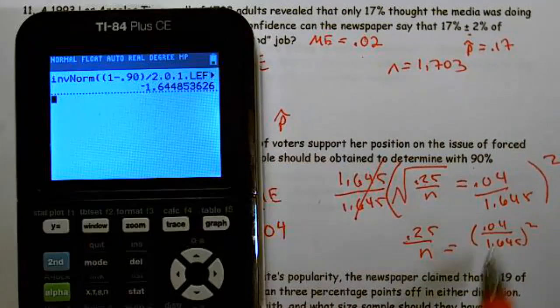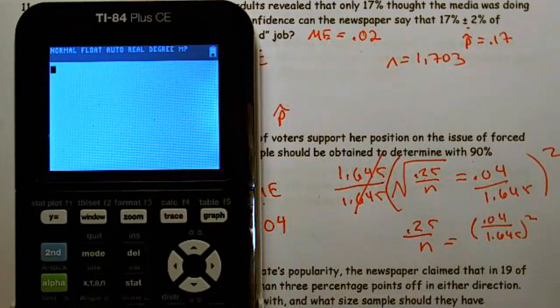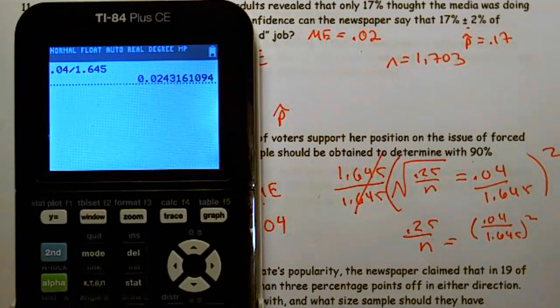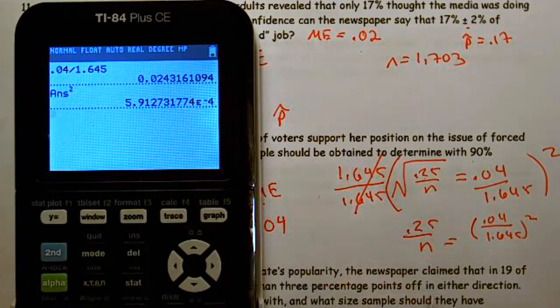So I'm going to go ahead and calculate that value right there. 0.04 divided by 1.645. And I'm going to square it. So I get a very small value and I need to keep all of this. And I've kind of run out of room on this particular page.